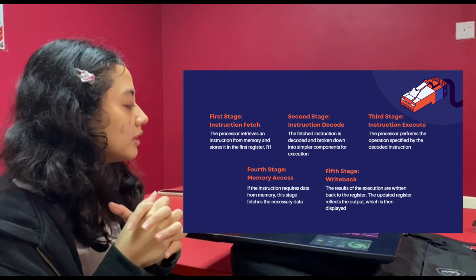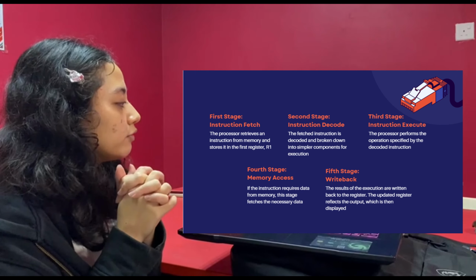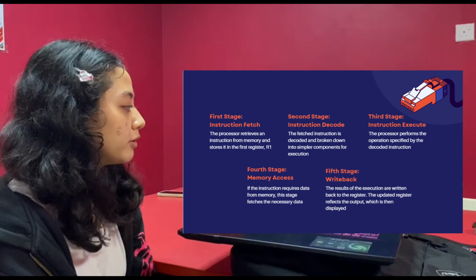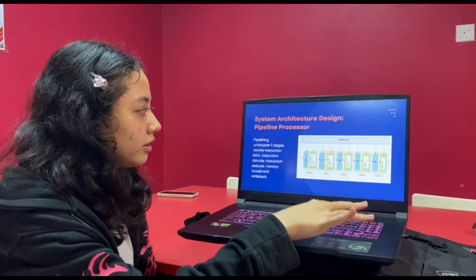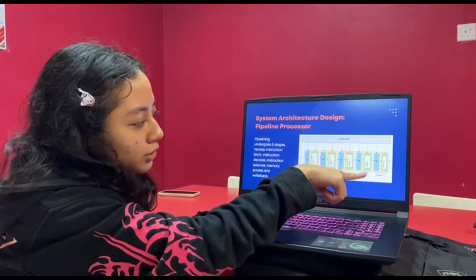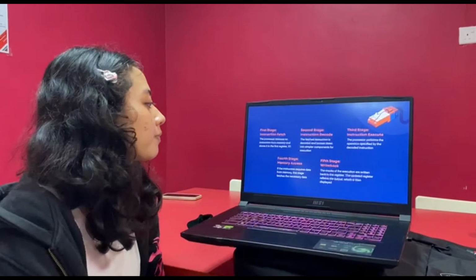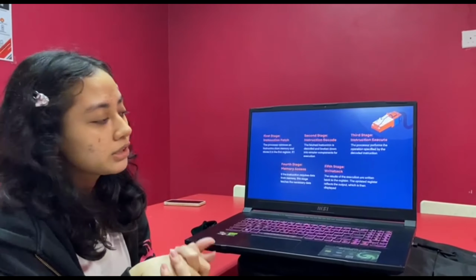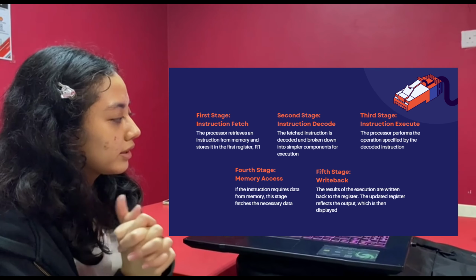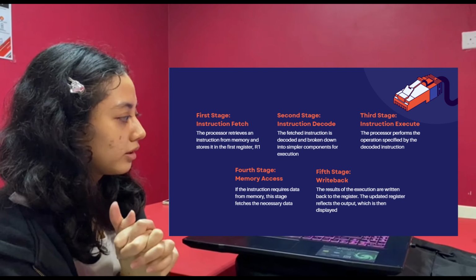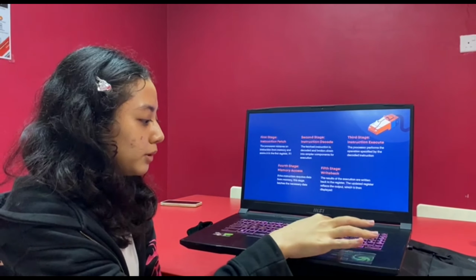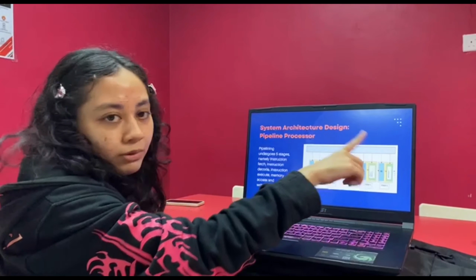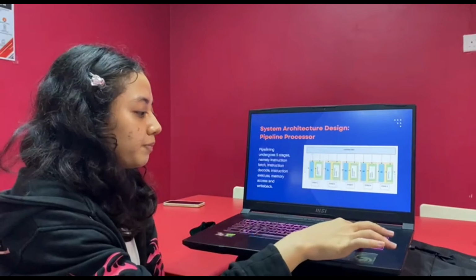Now for the fourth stage, which is memory access. Memory access is only required if the instruction requires data from the memory. In this stage, it will fetch the necessary data and then store it in a register. And then the fifth stage, which is the last stage, is the write back. The write back is where the results of the execution are written back to the register. The updated register will reflect the output, which is then displayed. So once you're done with stage 5, it will be output.